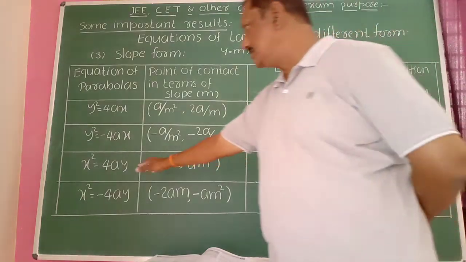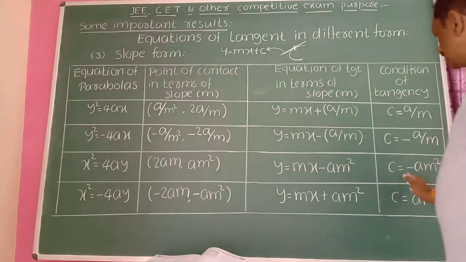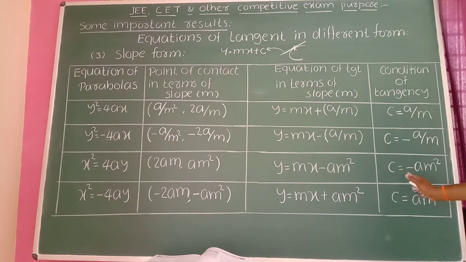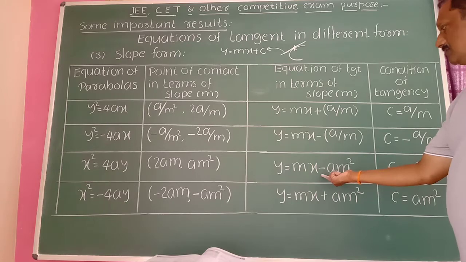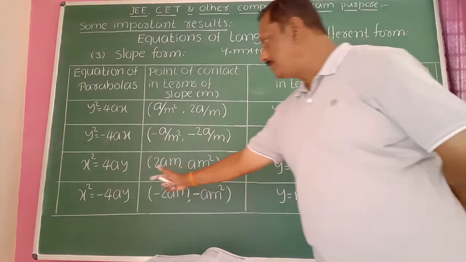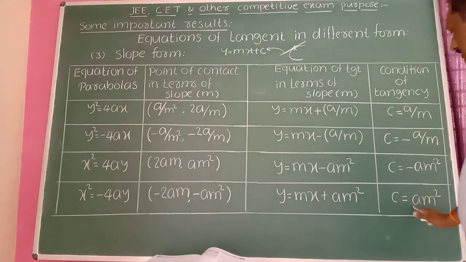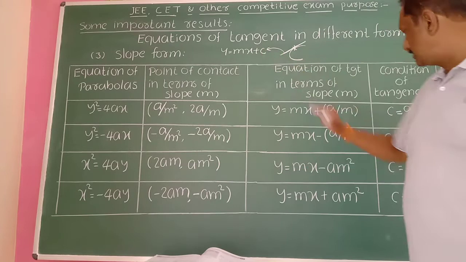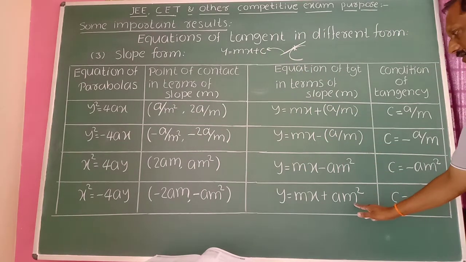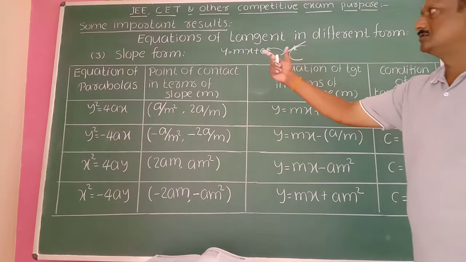Similarly, if this is the parabola, this is the condition. Then replacing this c by minus am square, we get the equation of tangent. If this is the parabola, this is the condition. If this condition is satisfied, this line is tangent to this parabola. So replacing c by am square, we get the equation of tangent. It is the slope form.